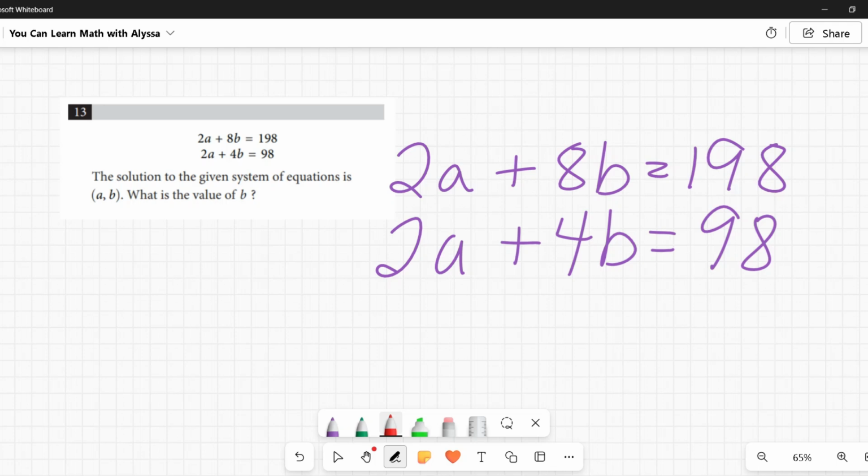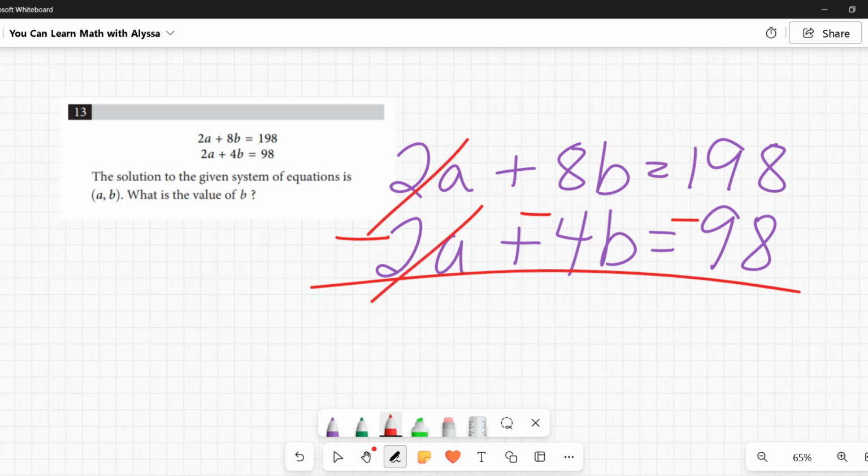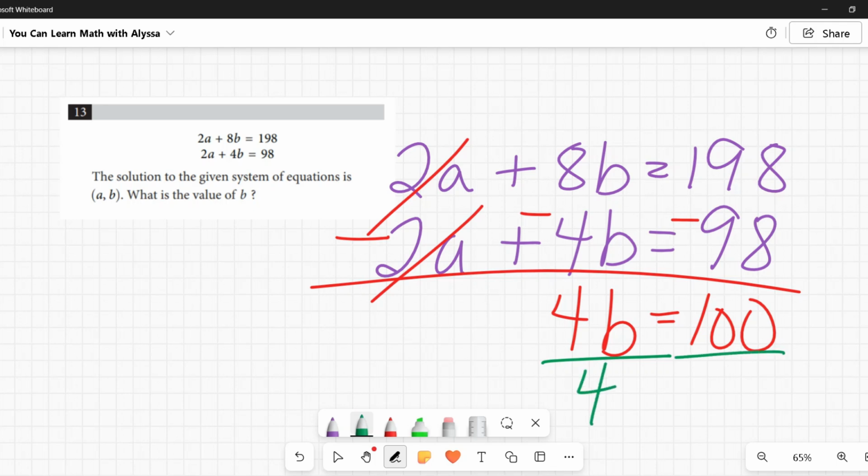So, okay, I'm going to do that. I'm going to multiply everything on the bottom by -1. That makes that a negative, that a negative, that a negative. Boom. Now I add them together. Those cancel out. 8b and a negative 4b is just 4b. And 198 minus 98 is 100. I don't need to get my calculator out for this one personally because I know 4 goes into 100. So 4 times b equals 100. I want to undo that. I divide both sides by 4. So on the left side, I am left with just b, and 100 divided by 4 is 25.